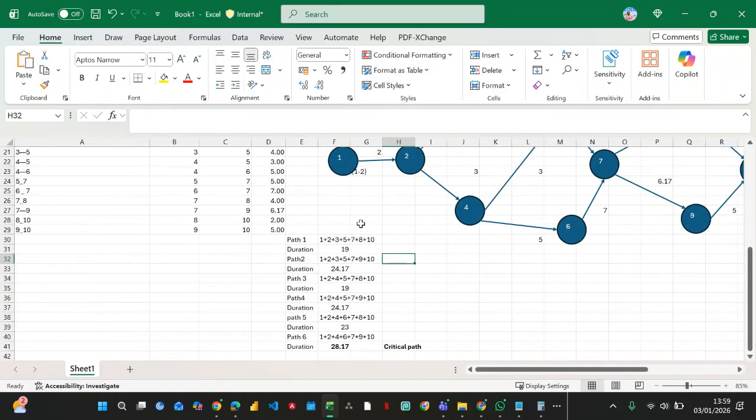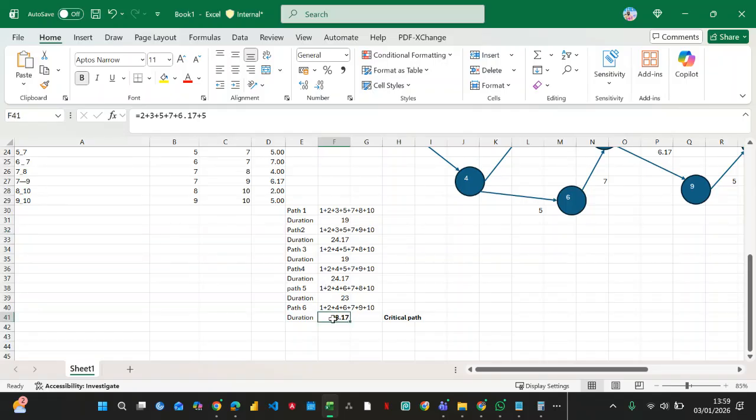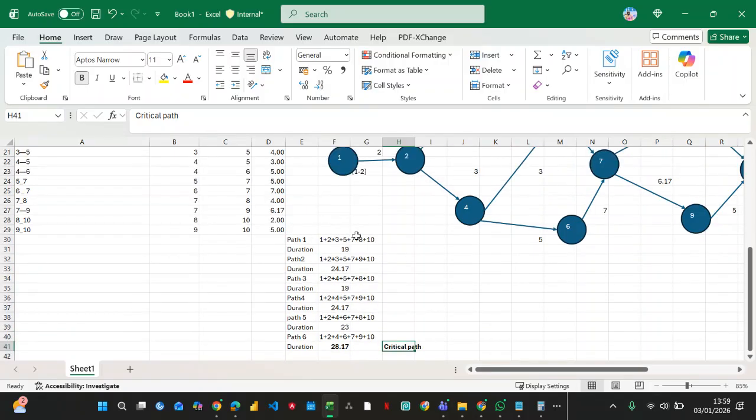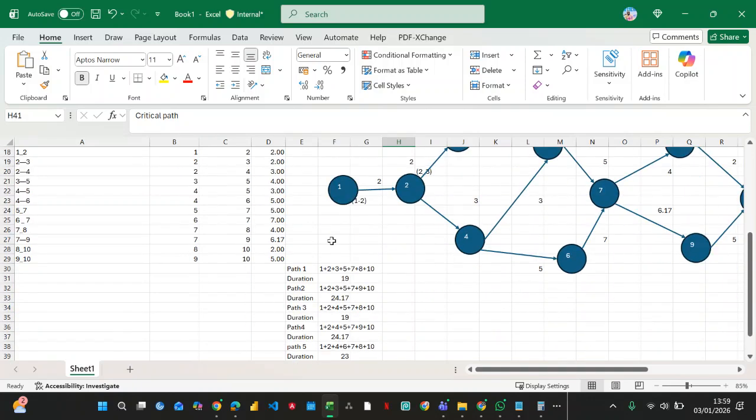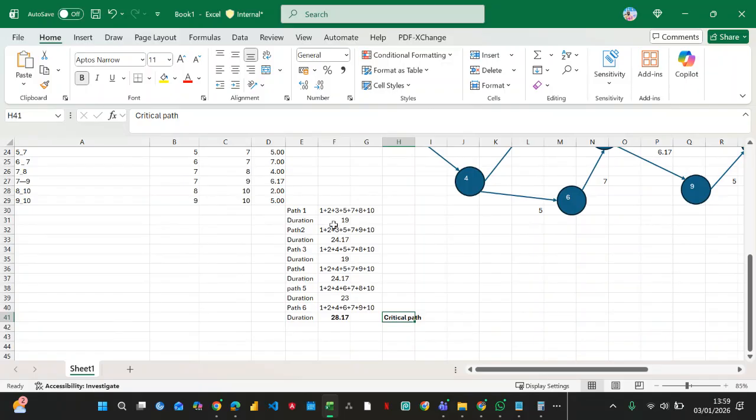The longest time to complete a project is the critical path because all activities have to be completed within that time. But in these other ones here, we can have what is called slack time in a project. Do you understand what slack time is? Yes, I do.